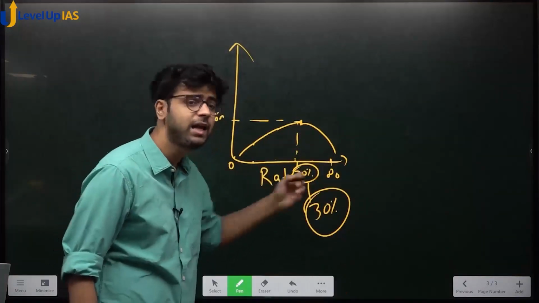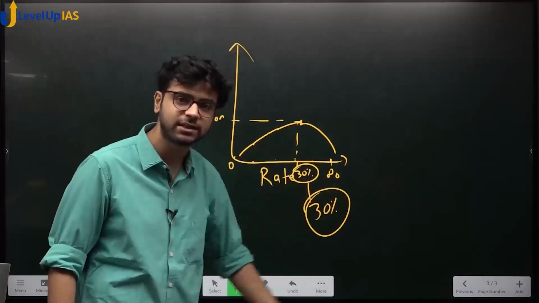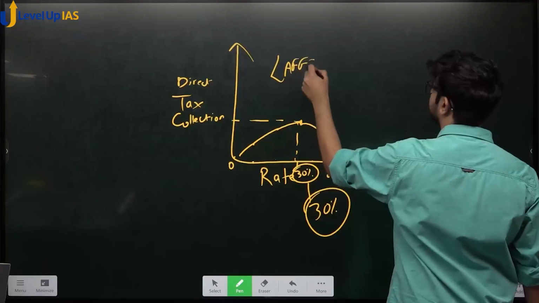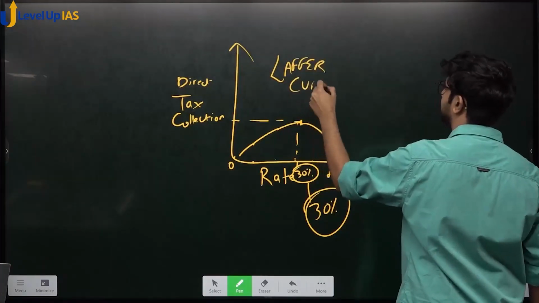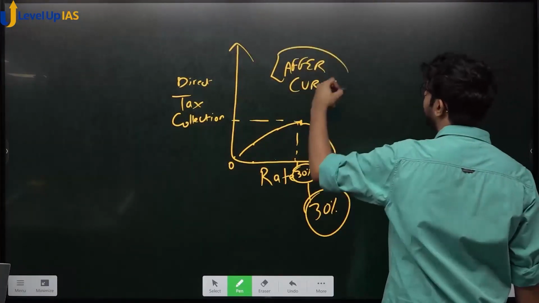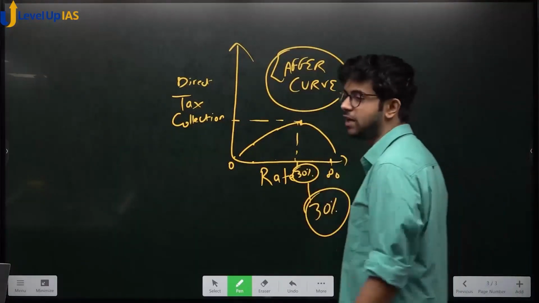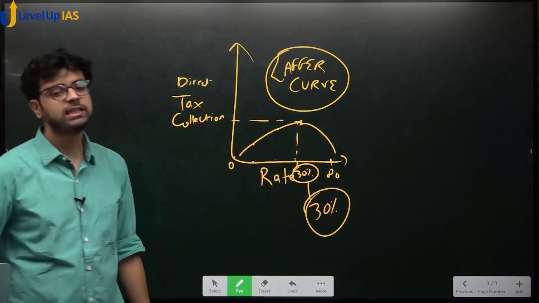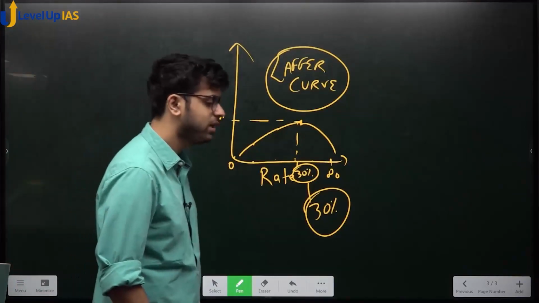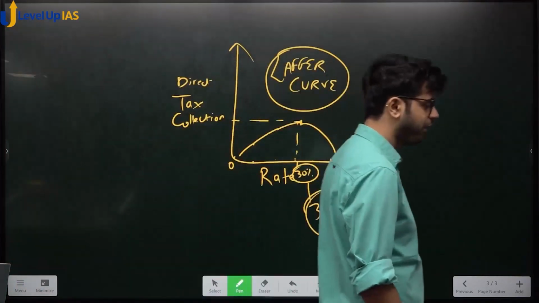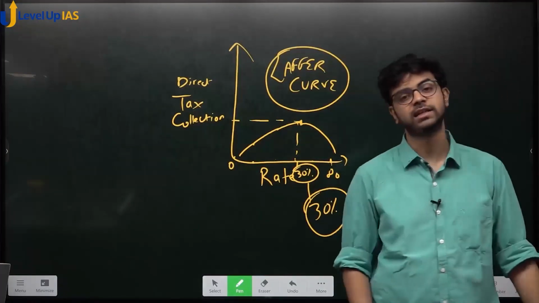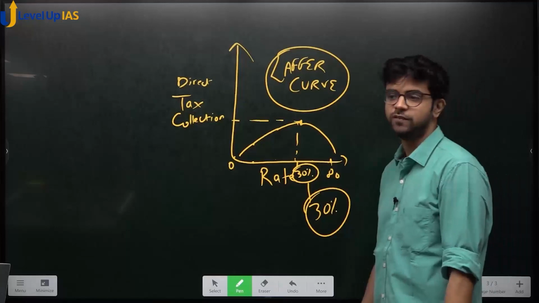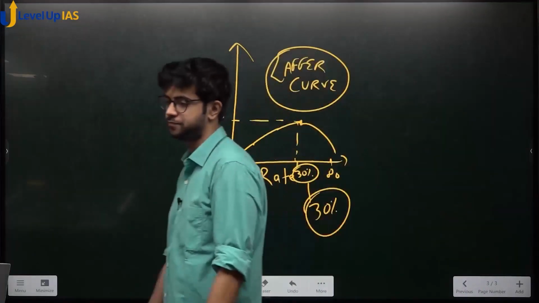So this curve, which shows that tax collection increases with an increasing tax rate, but only up to a certain point, and then it decreases with a further increase in tax rate, is called the Laffer curve. So there was an economist, Laffer. He suggested this, and his theory or his curve is even now used in practice for setting tax rates, especially direct tax rates. Okay, this is known as the Laffer curve. Very important, Laffer curve.